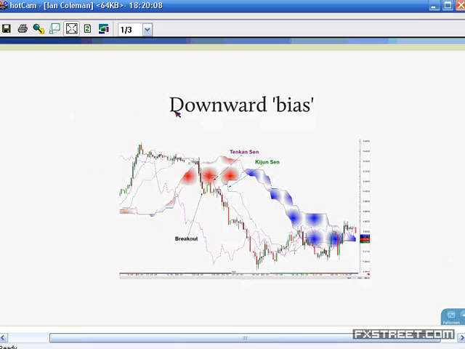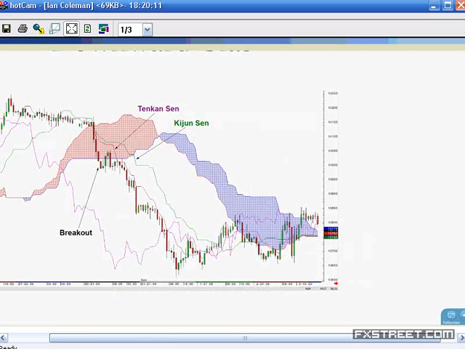So again, just showing the breakout, the Tenkan and Kijun lines are in order, and she moves lower. And again, just a bullish bearish engulfing pattern on these slides.